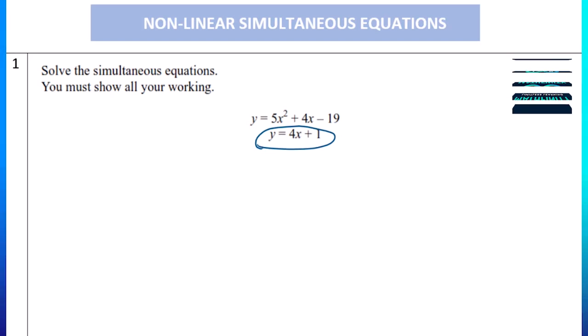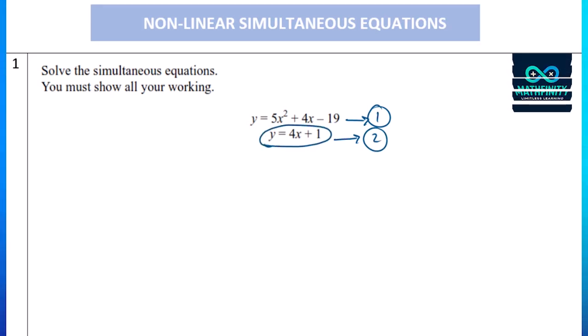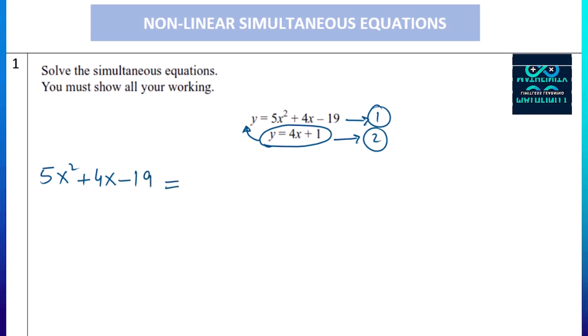So this value of y we will substitute here. You can give the name, like this is equation number 1 and this is equation number 2. So the value of equation number 2 we will substitute here. What is the value of y? 4x plus 1. This one we have to write here. So we can write 5x square plus 4x minus 19 is equal to, in place of y, we will substitute the value, that is 4x plus 1.